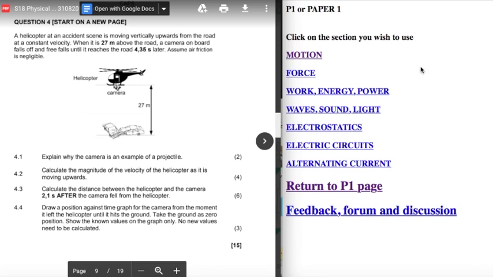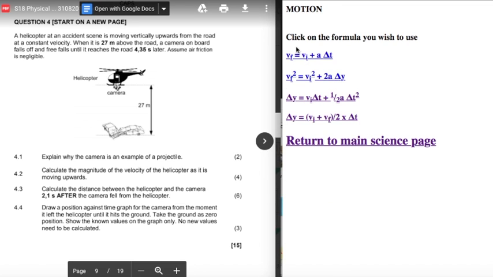Now, I have opened another page here called nutsfornews.info/P1, or Paper 1, and we're going to show you how we can use this web page to solve these kinds of problems. This is a problem on motion, so we click on motion in this web page and it brings up the various formulae which we can choose from. The only trick here is that the helicopter is moving upwards, and the camera is moving with it, so the initial velocity is the same for the helicopter and the camera.